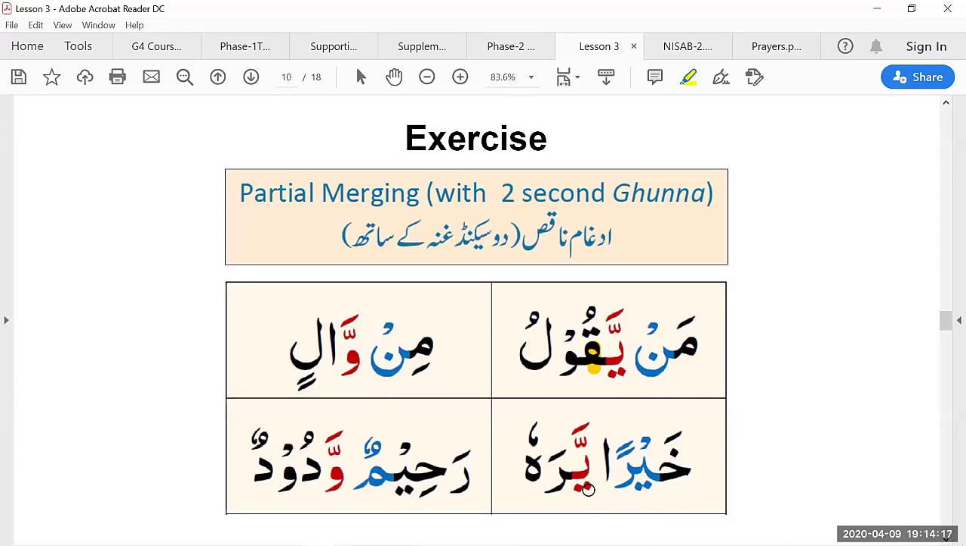Khayran yarah. Okay. So here, again, as I mentioned to the previous student, the ra has to be thick, right? Yes. Okay. Can you say it again? Khayran yarah. Okay, if you keep practicing, inshallah, it will get better.